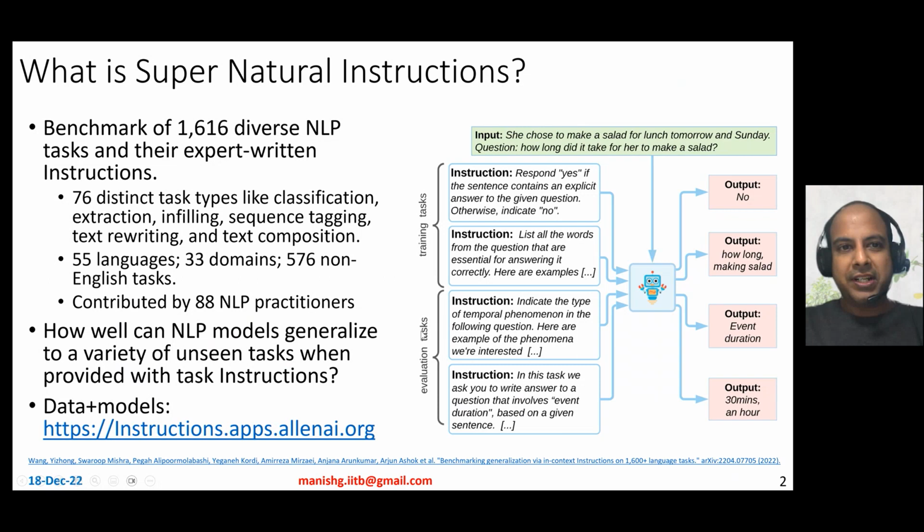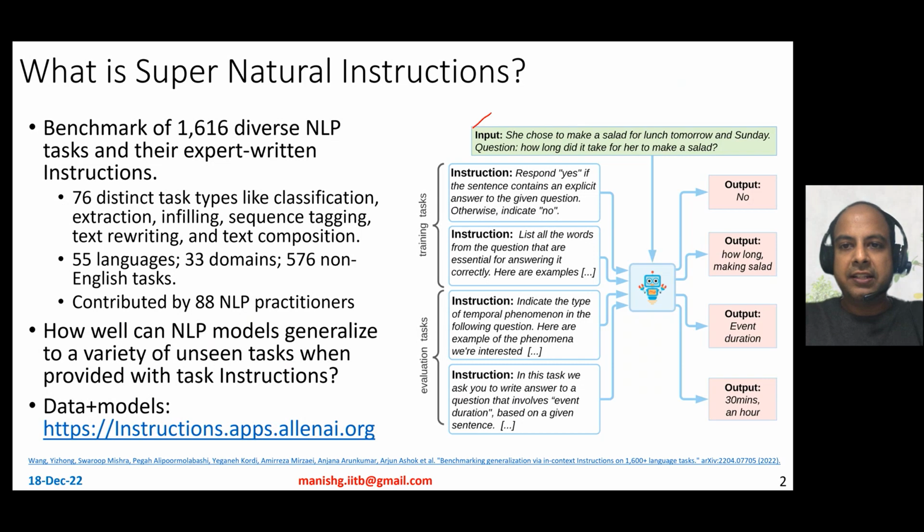So let's first talk about what this Supernatural Instructions is. Well, it's a benchmark of 1600 plus diverse NLP tasks along with their expert written instructions. Here is an understanding of how this works.